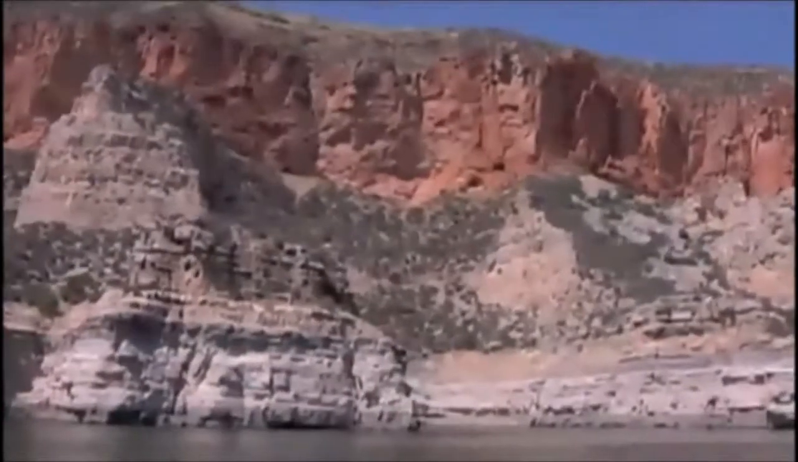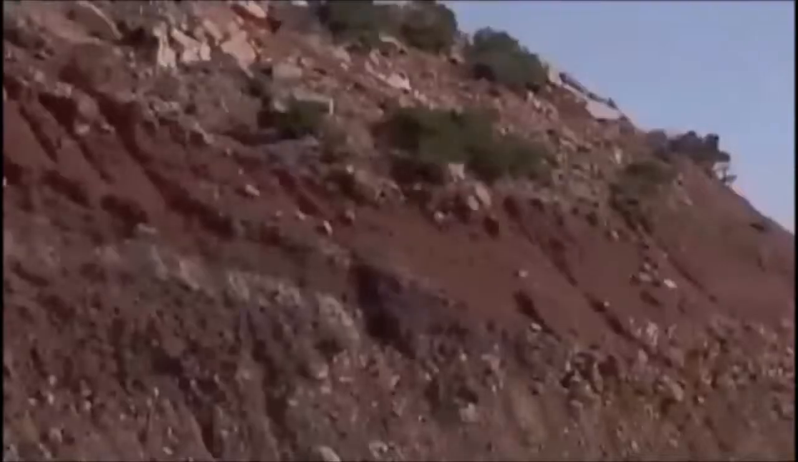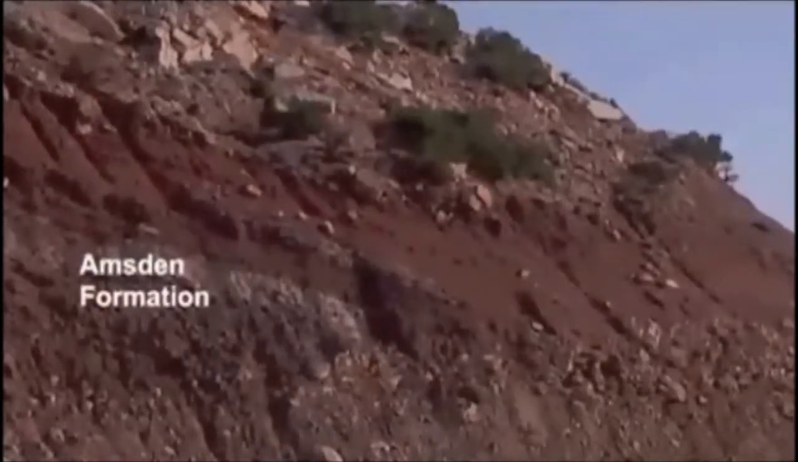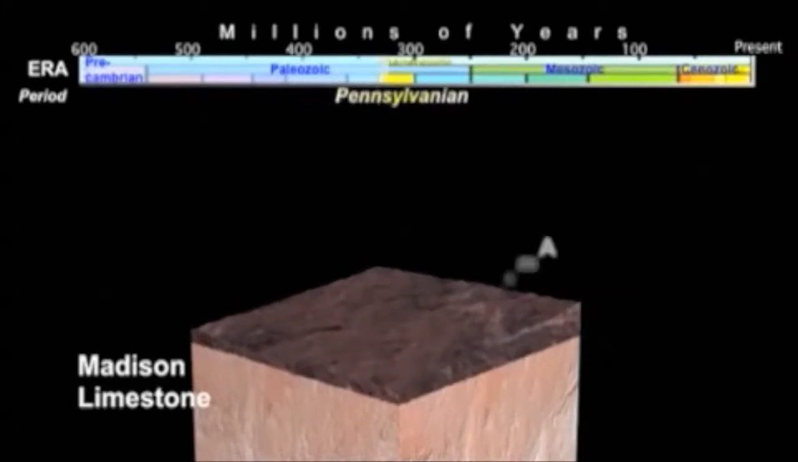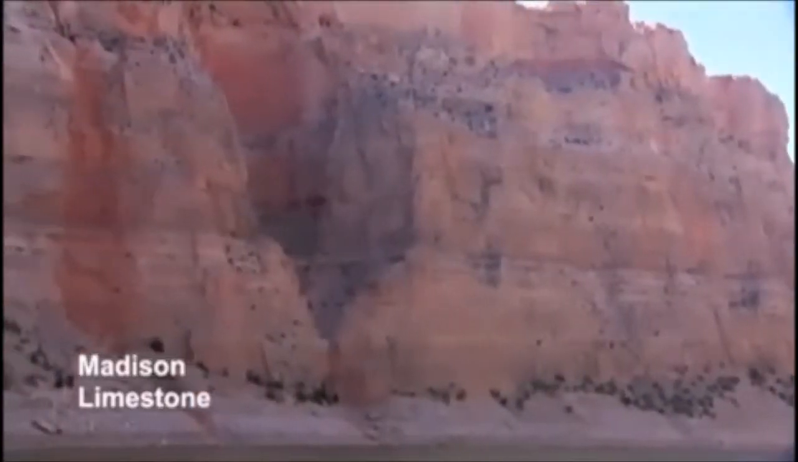In some locations, the Madison limestone appears orange-red. This color, however, is from iron oxide in the overlying Amsden Formation. Near the end of the Mississippian and into the Pennsylvanian period, the Amsden covered the Madison limestone. Today, runoff from the Amsden trickles down, staining the Madison's cliffs.